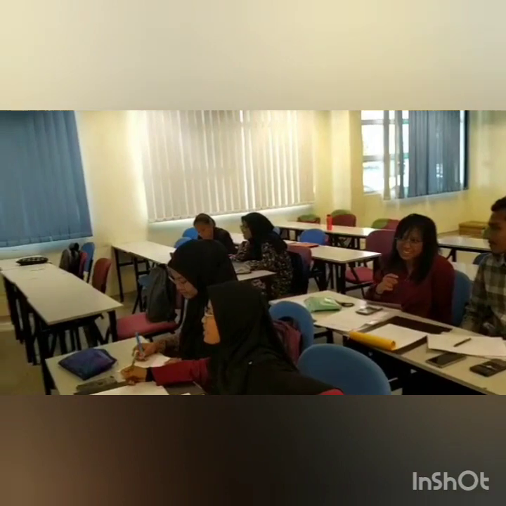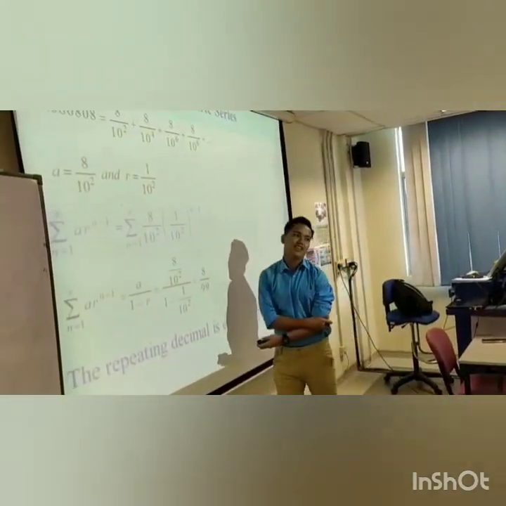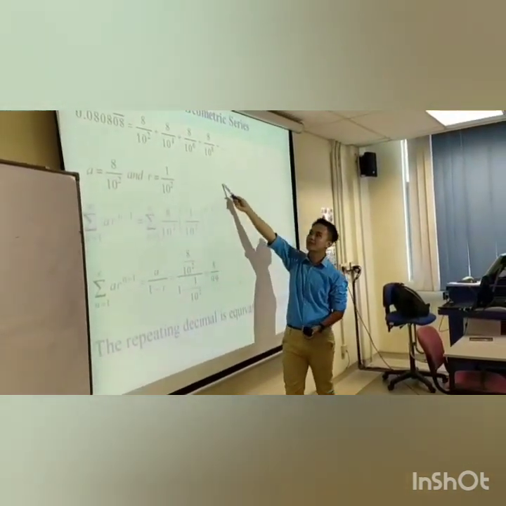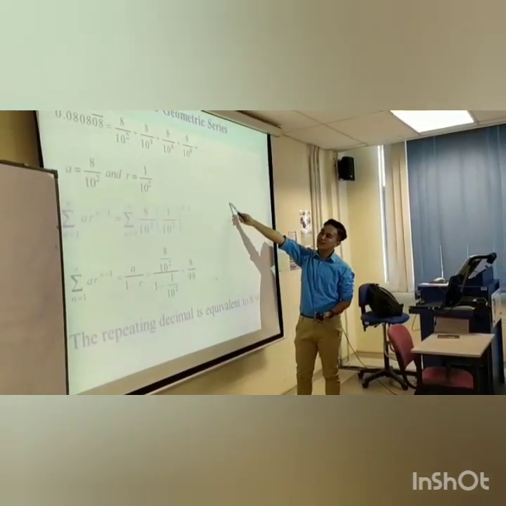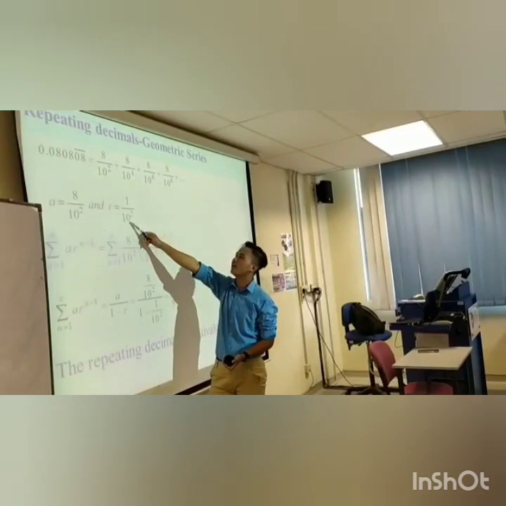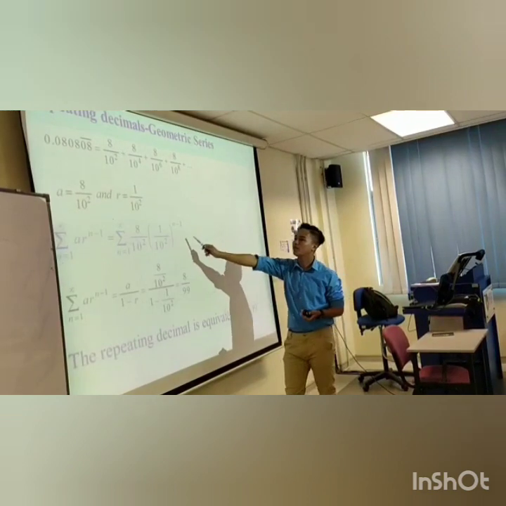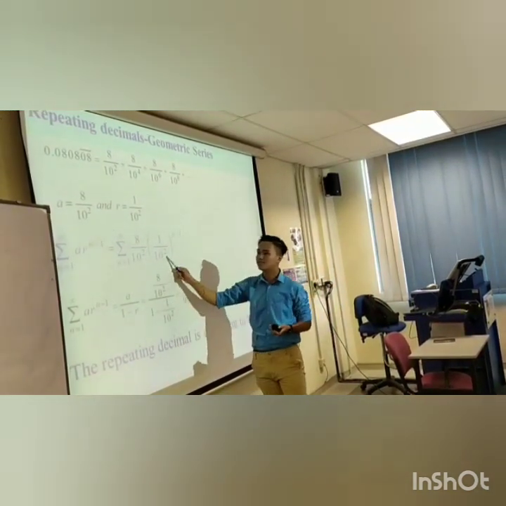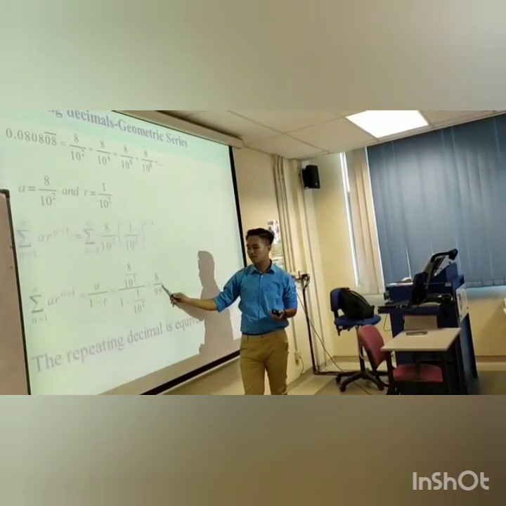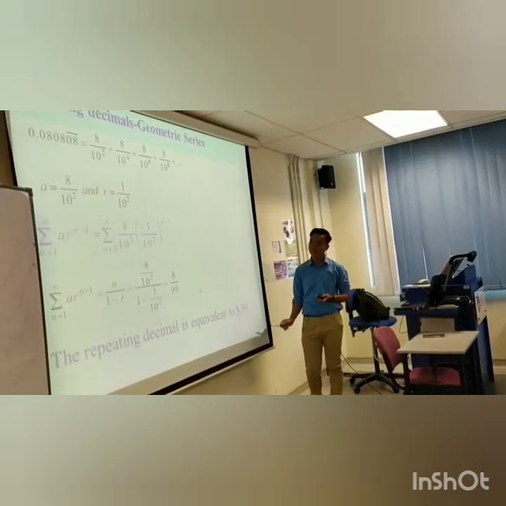Okay. Next slide. Repeating decimals, geometric series. The thing that we have learned before, the decimal, is somehow something like this. And A is 8 over 10 squared, while r is 1 over 10 squared. So we just sub in the value into this equation and we will get this. The final answer, if you use a calculator, you will get this: the repeating decimal is equivalent to 8 over 990.